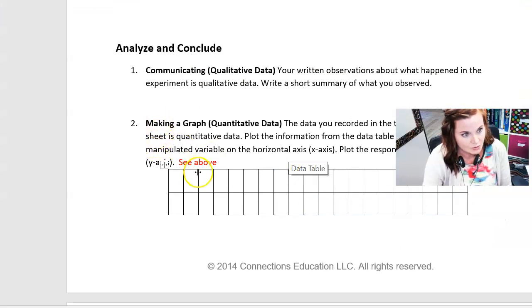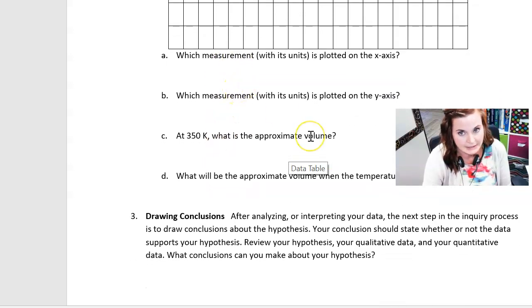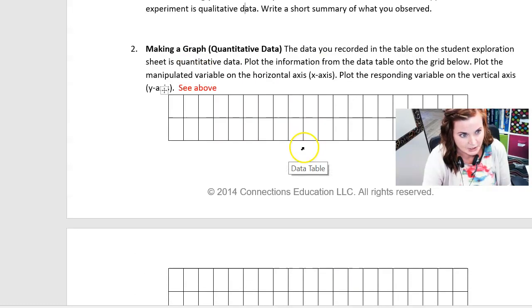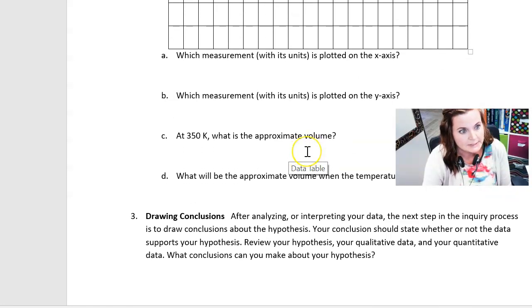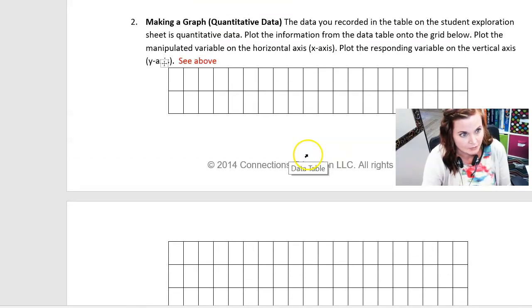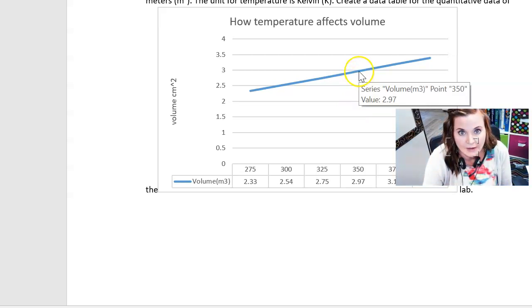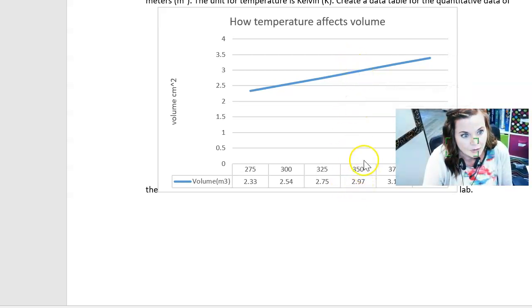And then again, number 2 here, you've already done that. Which measurement is plotted on the x-axis? I think we said that was temperature in Kelvin, right? Which one's plotted on the y-axis? That was volume. At 350 K, what's the approximate volume? If you use your graph, you actually have the exact volume here, but you can just follow that one up if you haven't done that one. You follow the 350 up to the line and you follow it over to the y-axis. And that will give you the approximate volume at 350 Kelvin.